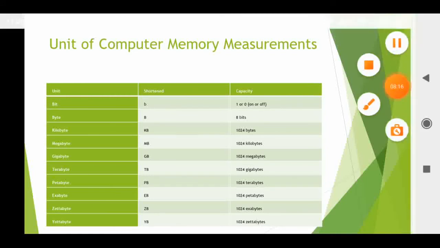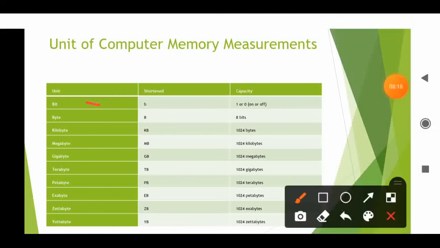The first thing is bit. Bit is shorthand, we write the small letter b. Bit means zeros and ones, on or off. Byte means 8 bits. Kilobyte, KB, means 1024 bytes.